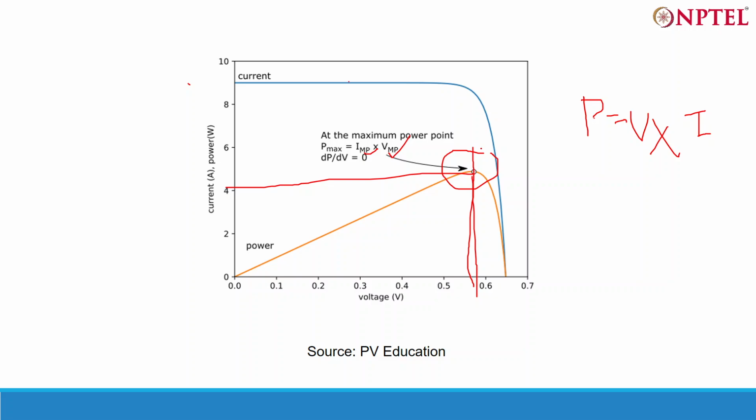So now you have got a fair idea about how this maximum power point is obtained. So this is the maximum power that can be obtained from this solar cell.